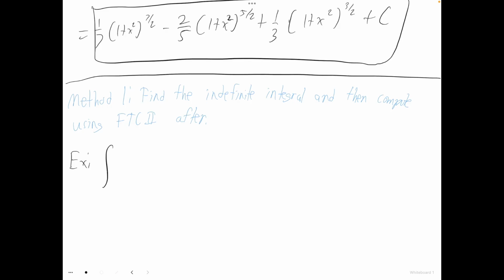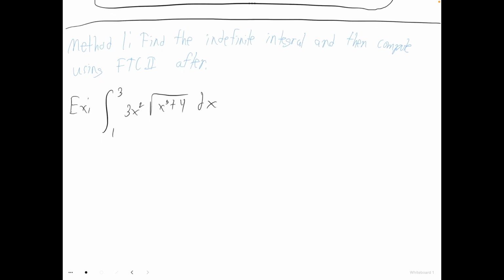So we want to take the integral from 1 to 3 of 3x squared times the square root of x cubed plus 4. Okay, so we want to compute this definite integral. And so we're going to do the exact same thing. We're basically going to ignore the fact we have bounds, and we're just going to compute the indefinite integral of 3x squared square root of x cubed plus 4.